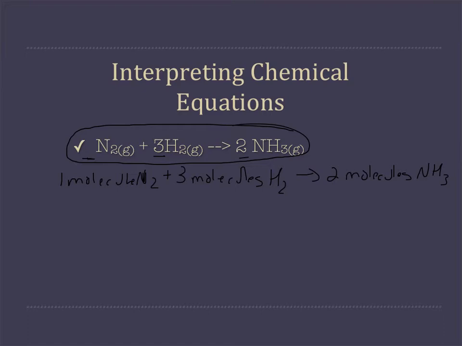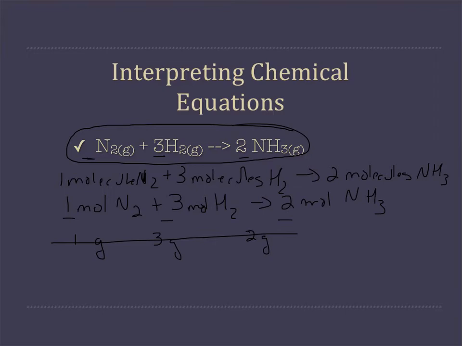Because there's a ratio between molecules and moles, we can do the same thing in terms of moles, which is very useful for us. We could say 1 mole of nitrogen plus 3 moles of hydrogen give us 2 moles of ammonia. So we got the same thing. Now, the one thing we couldn't say is that 1 gram of nitrogen plus 3 grams of hydrogen gives you 2 grams of ammonia. That doesn't work. But we could look at the molar masses and figure it out.